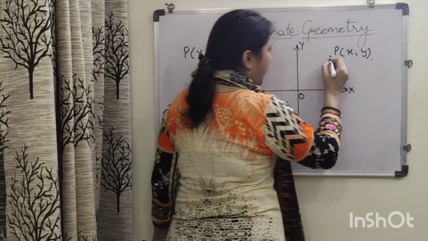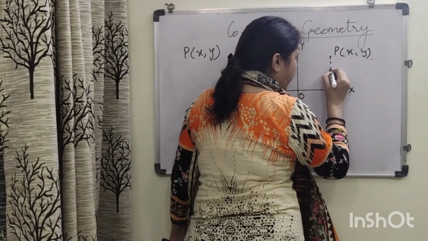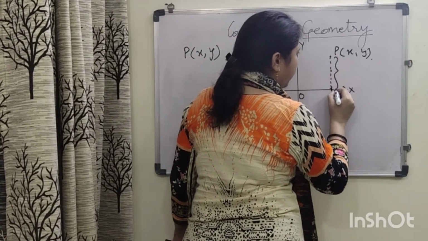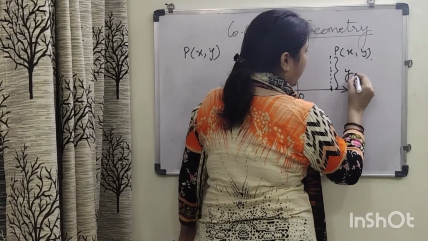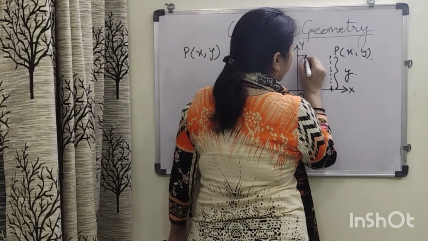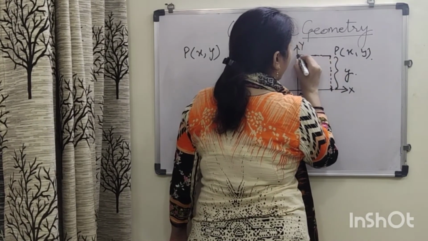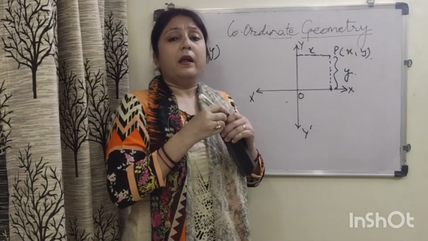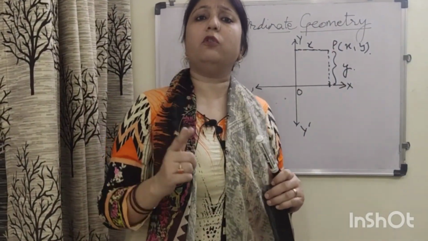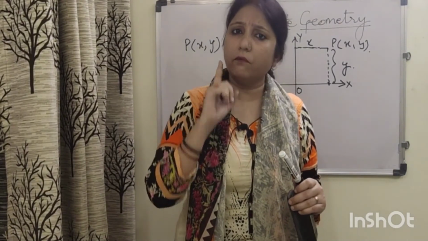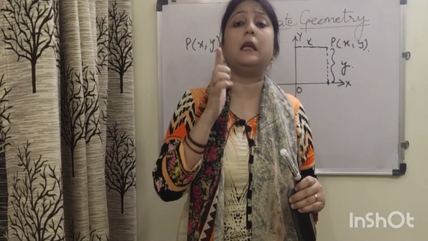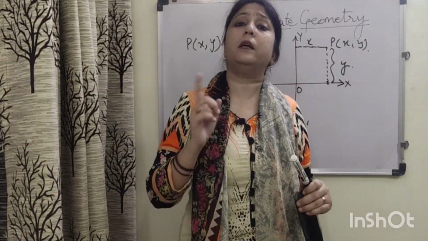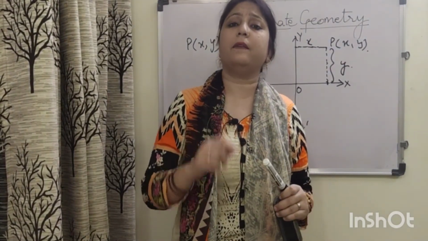If you drop a perpendicular, you will observe this is the distance from x axis, which is y coordinate, and the distance from y axis, which is your x coordinate. So x coordinate tells you the distance from y axis. Keep this thing in your mind. And y coordinate tells you the distance from x axis.